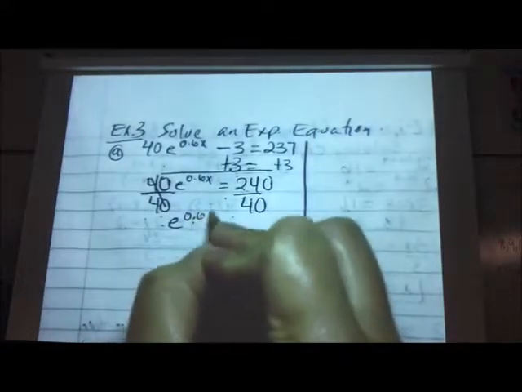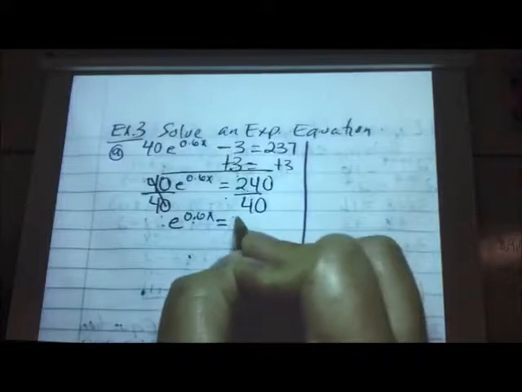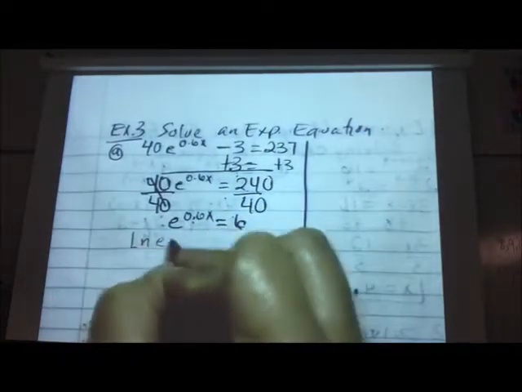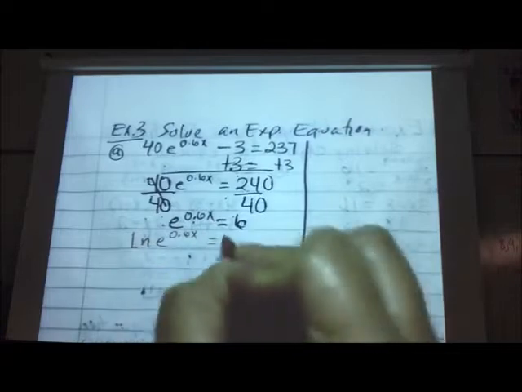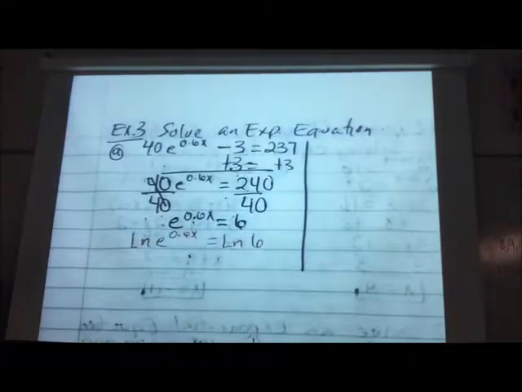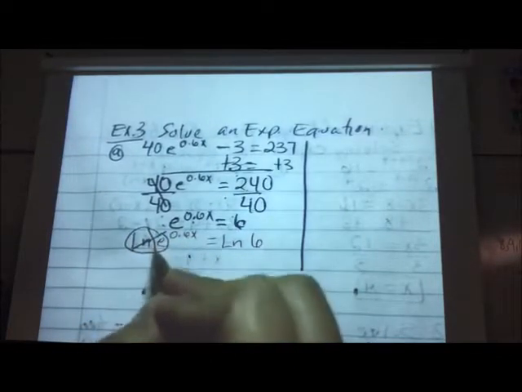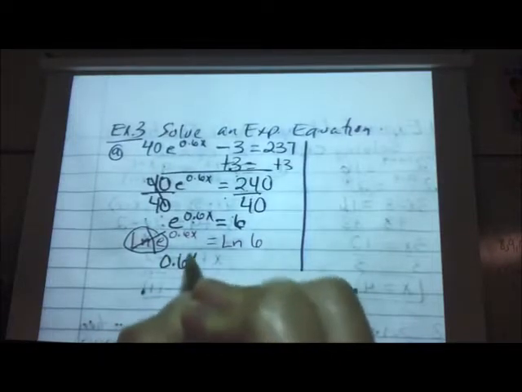So e to the 0.6x equals what? 240 divided by 40 is just 6. Now, our goal here is to solve for x. So we need to bring that x down. But we have learned that the only thing that gets rid of e's are ln's. So I have to put an ln in front of this and an ln in front of that. So ln and e, what happens? Crosses out. This is just 0.6x.